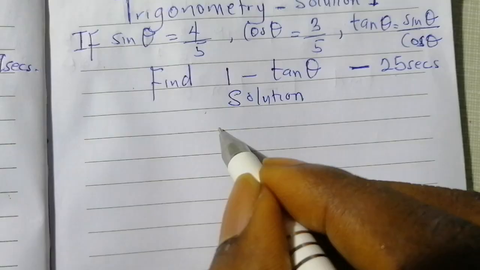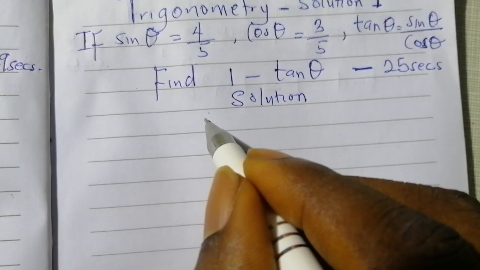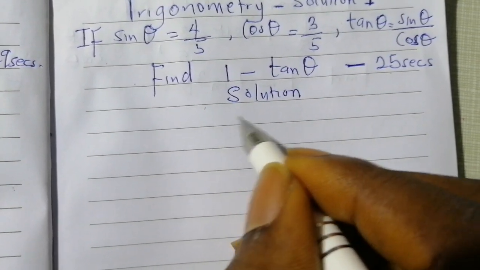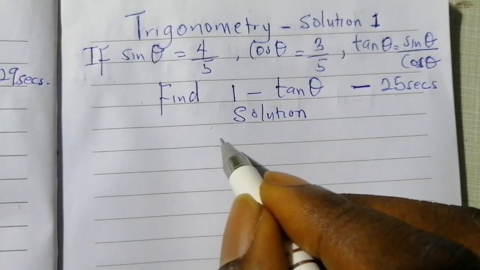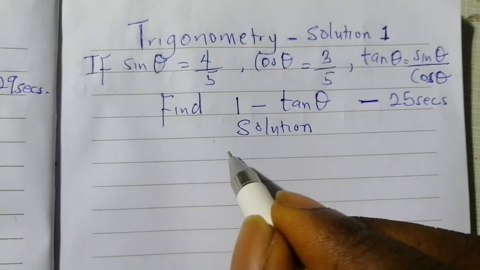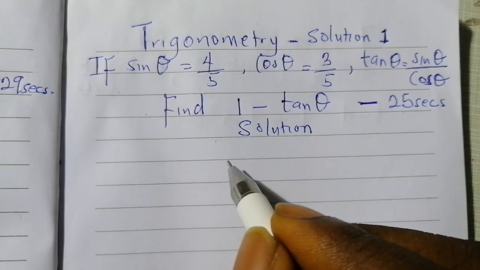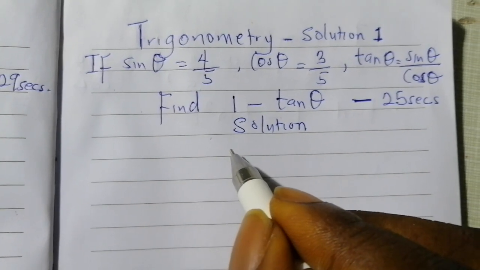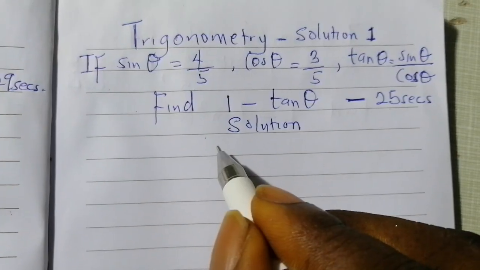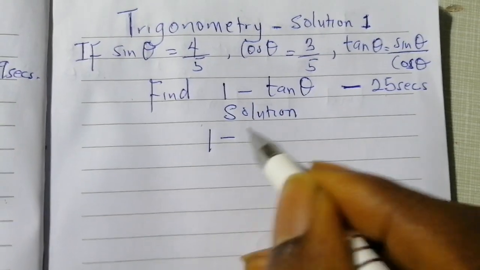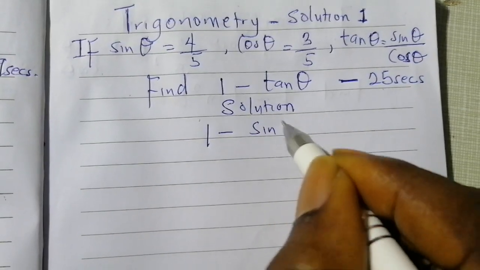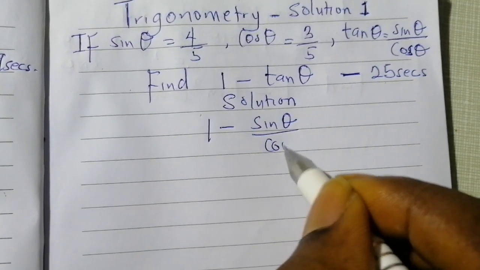Okay, so it is obvious that they've given us the value for sine theta. Don't forget the time is 25 seconds. Before I put the seconds, I know that it's something you can achieve within that time. Do you understand me now? From here, this is very simple. Just 1 minus sine theta over cos theta.